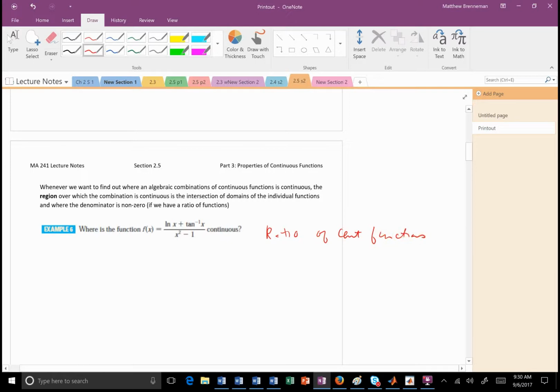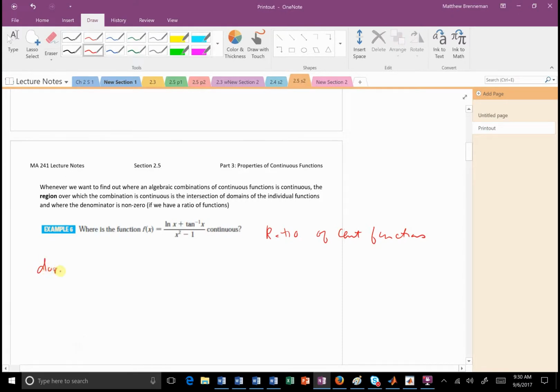Okay. But when I want to get the region, what am I going to have to do? I'm going to have to look at the intersection where all these things are continuous, right? So I start off with the arctan. What is the domain of arctan? So this is what I have to do. I have to figure out the domain of each function, right?